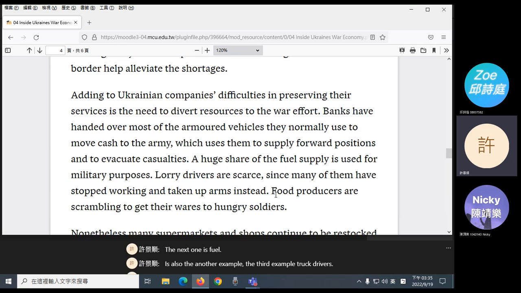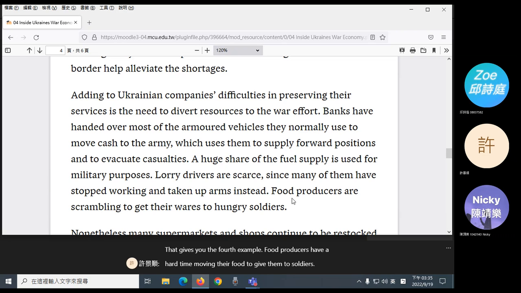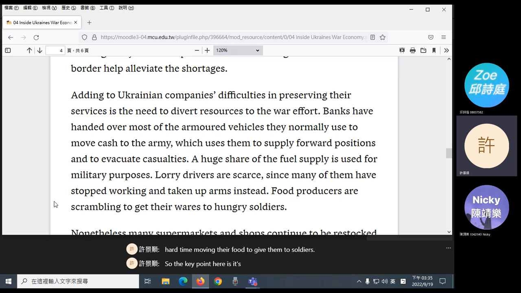And then if you put these three examples together, no armored vehicles, no fuel, no drivers, that gives you the fourth example. Food producers have a hard time moving their food to give it to soldiers. So the key point here is it's harder and harder to move things around.